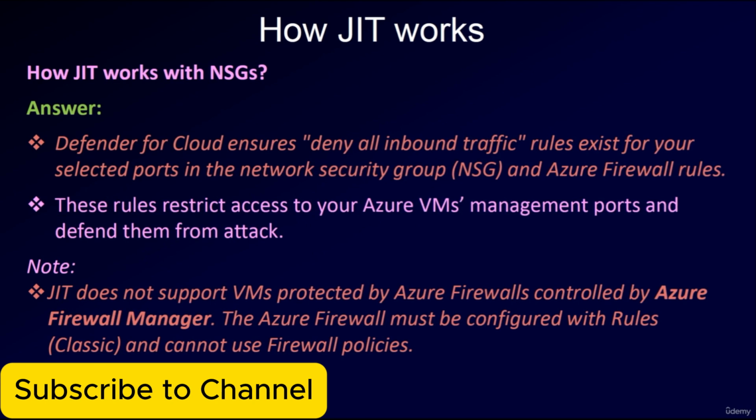So how does Azure JIT work with network security groups? Well, Defender for Cloud ensures that a deny all traffic rule exists in your selected ports in the network security group and the Azure Firewall rules. These rules restrict access to your VM management ports and defend them from attack.